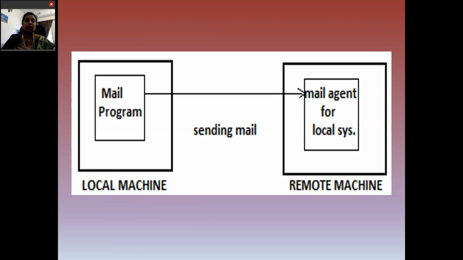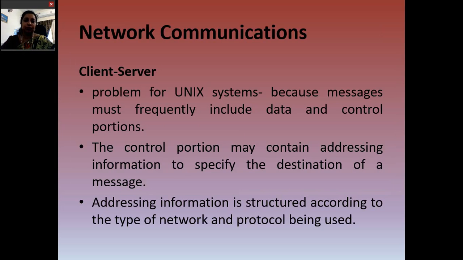Now, inter-process communication is similar to a mail program which tries to contact some other remote machine based on their email login, and then you have a mail agent for that particular system. When you log in, you try to get that information.